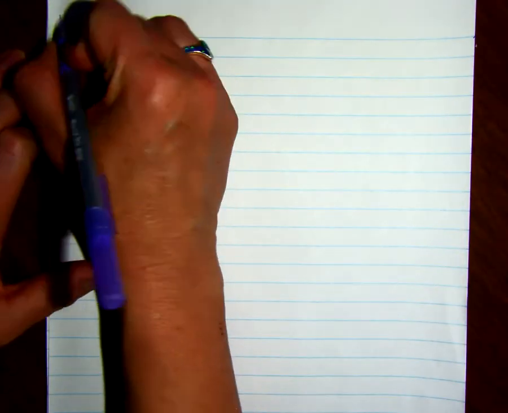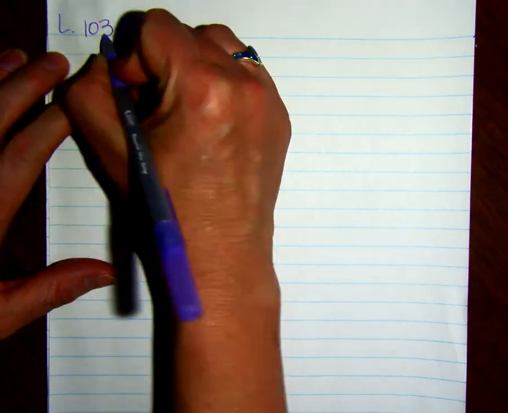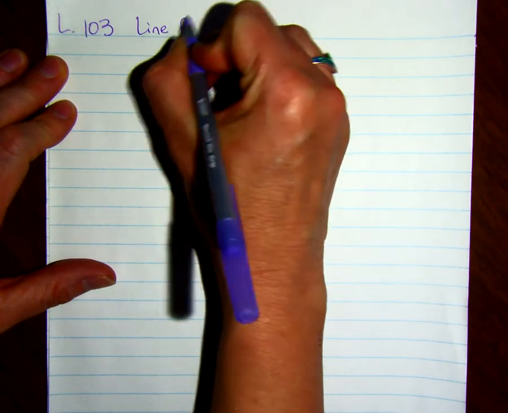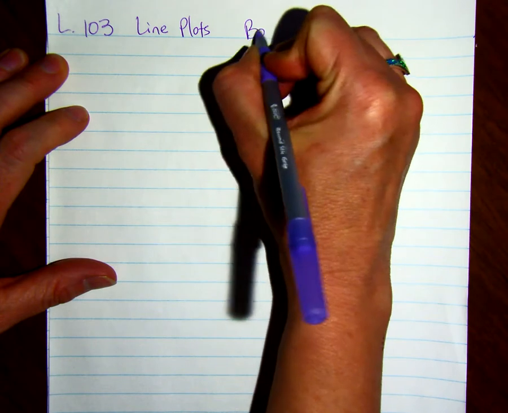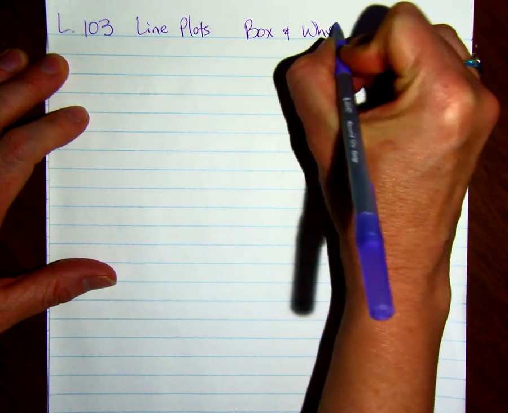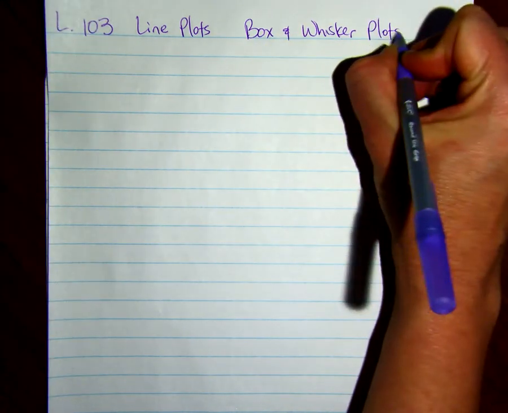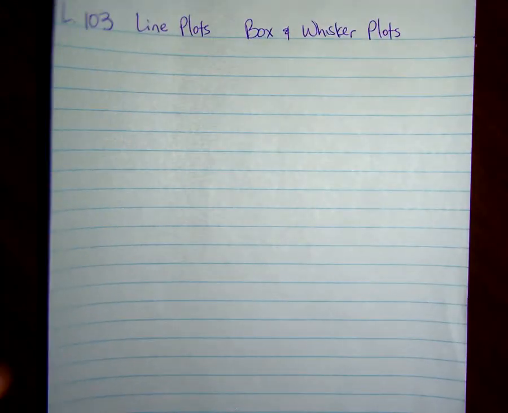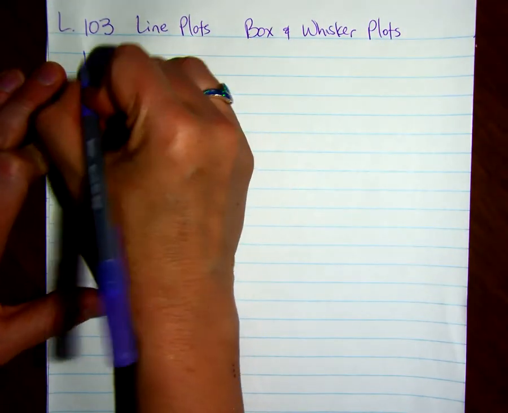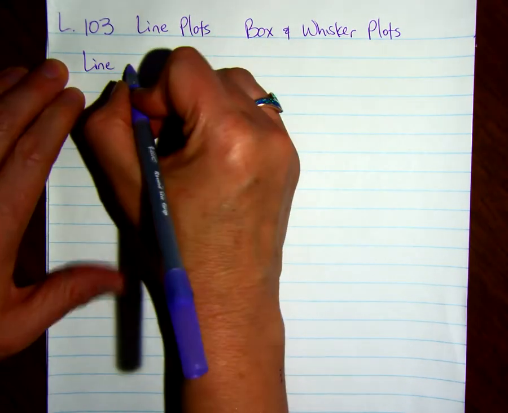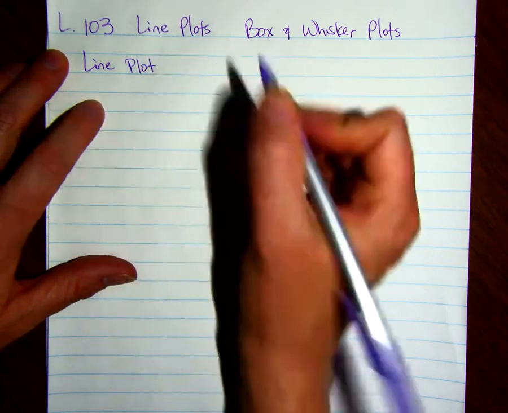Lesson 103, line plots and box and whisker plots. So a line plot is where you put the X's above the number, so a number line.